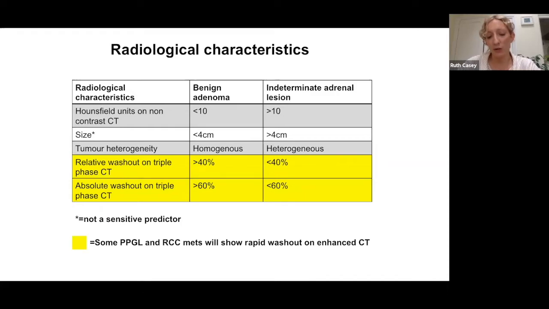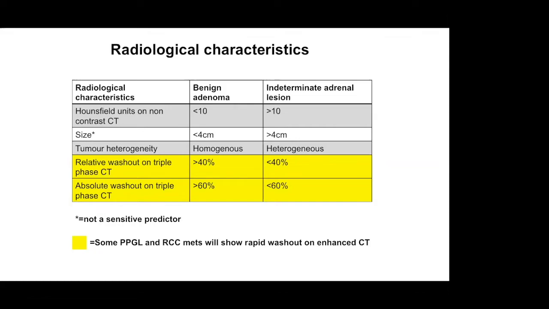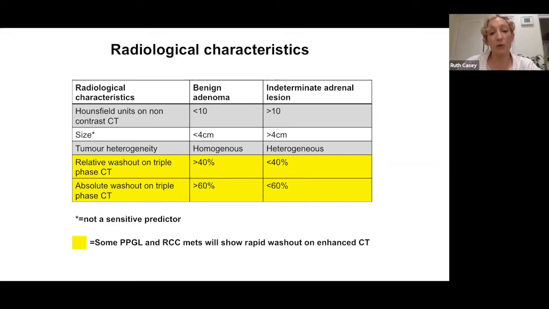So the radiological criteria that I'm sure many of you will know, and I don't need to tell this audience, that we use to define whether an adrenal lesion is either a benign lipid-rich adenoma or an indeterminate adrenal lesion include a density of less than 10 Hounsfield units on a non-contrast CT, and washout of contrast in a triple phase CT of the adrenal, where we look for either an absolute washout of more than 60% or a relative washout of more than 40%, being in keeping with a benign lipid-rich adenoma. We can sometimes look at size and tumor heterogeneity, but these are less sensitive predictors of whether an adrenal lesion is a benign lipid-rich adenoma.